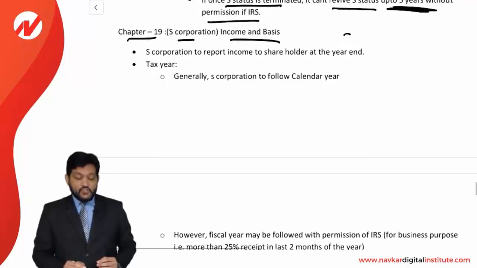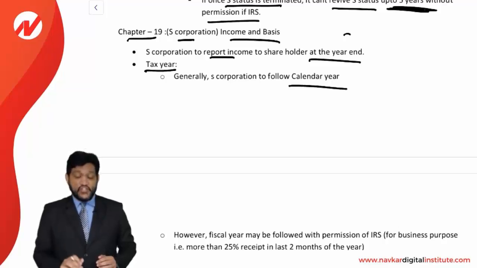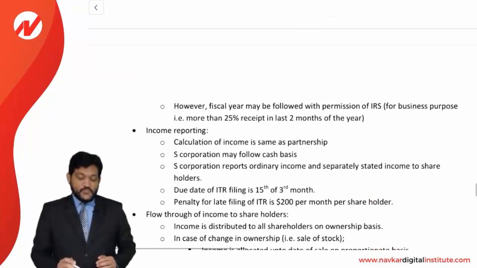Okay. An S Corporation reports the income to the shareholders at the end of the year. So when the S Corporation ends its tax year, at that time they will report the income to the shareholders. Tax year, generally an S Corporation follows a calendar year. Look at this, an S Corporation has to follow the calendar year in general. However, a fiscal year may be followed with the permission of the IRS.